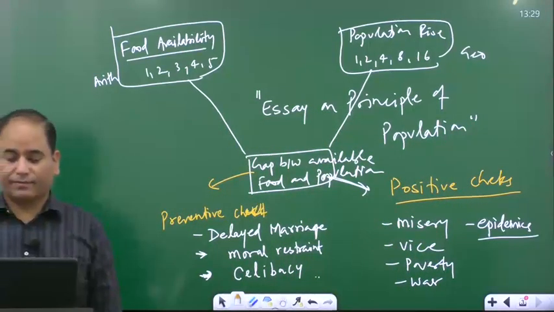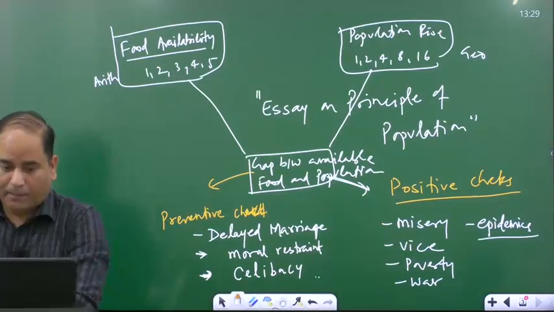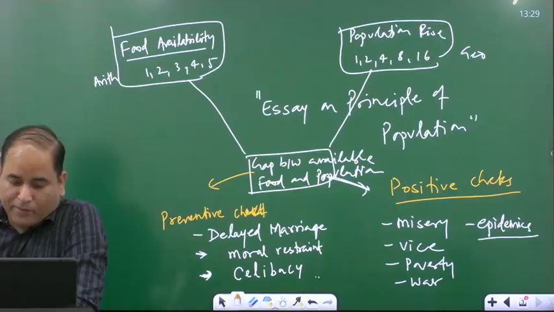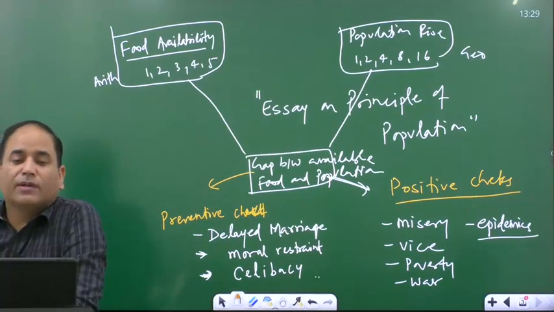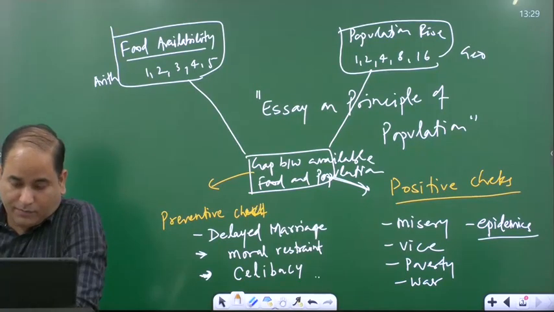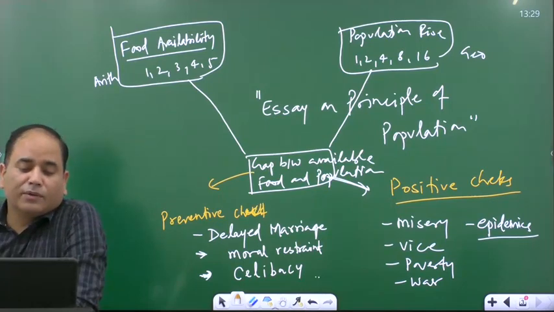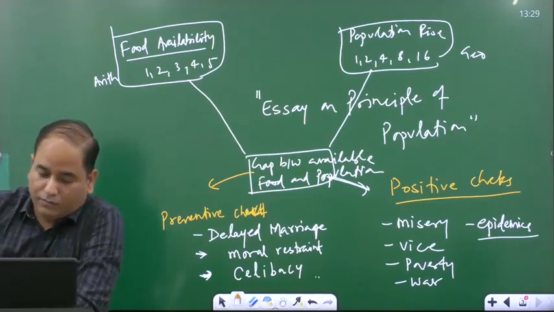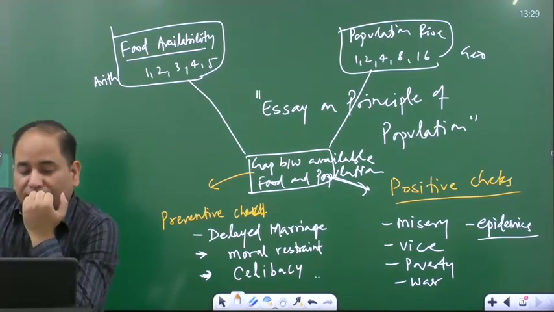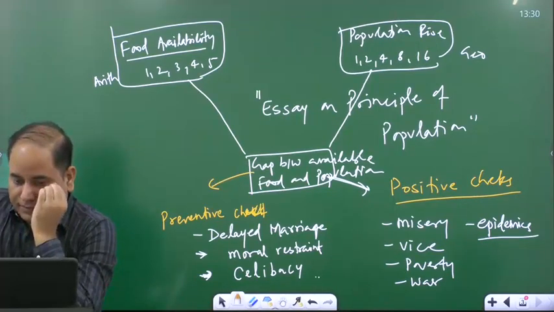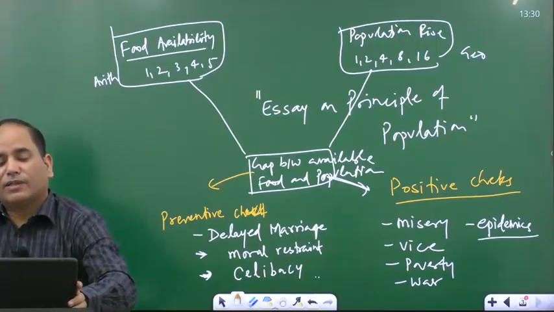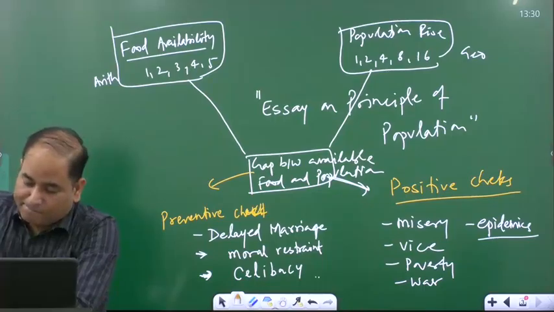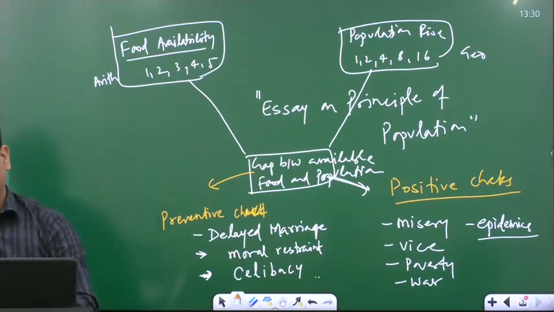In 1798. In his theory, he established a relationship between population growth and other demographic changes on one hand, and socio-economic changes on the other hand. Next point.